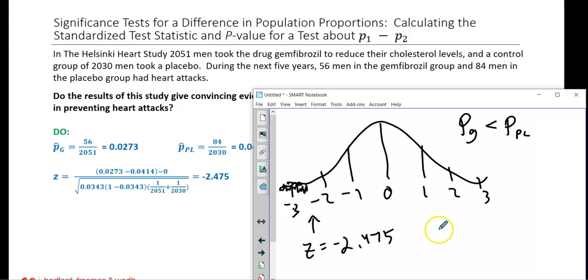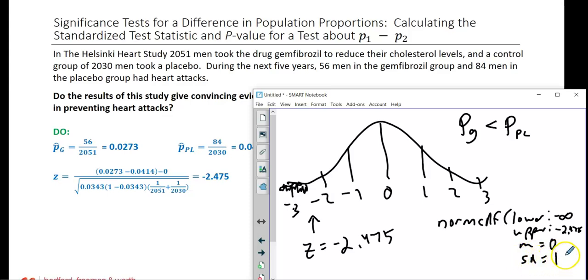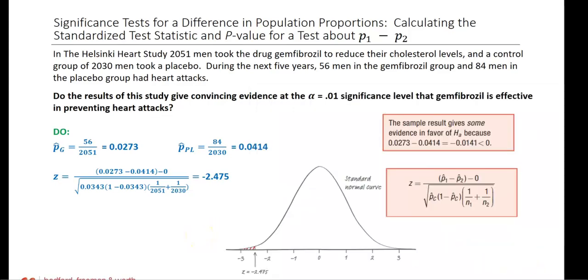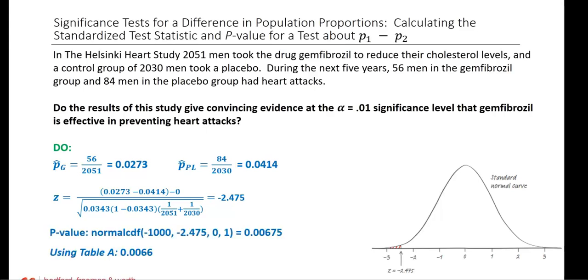So we're going to do normCDF. Lower bound is negative infinity. Upper bound is negative 2.475. And the mean is 0. Standard deviation is 1. So you're going to type that in your calculator and you're going to get something like this, 0.0065, so 0.6%. Ooh, smaller than 1%, right?